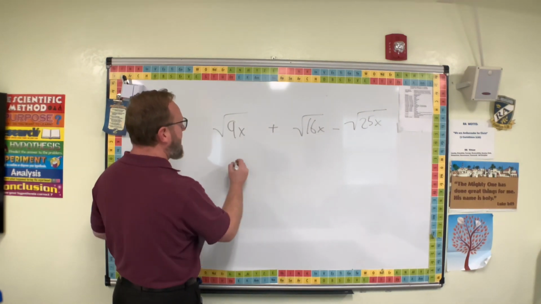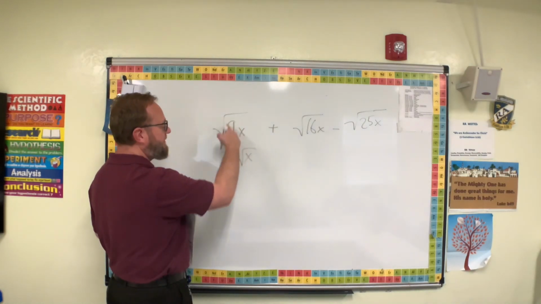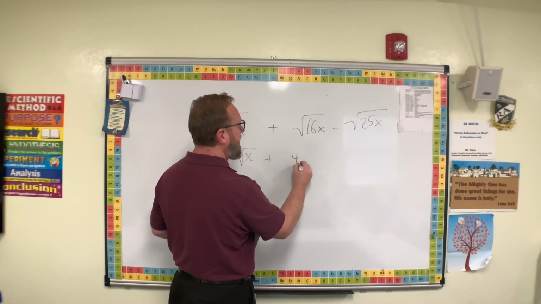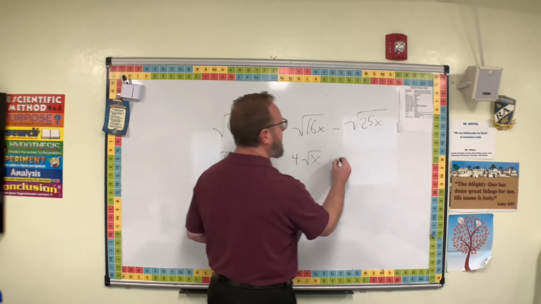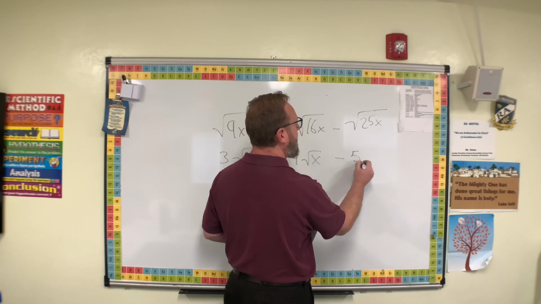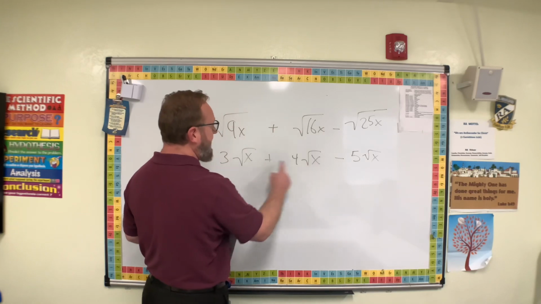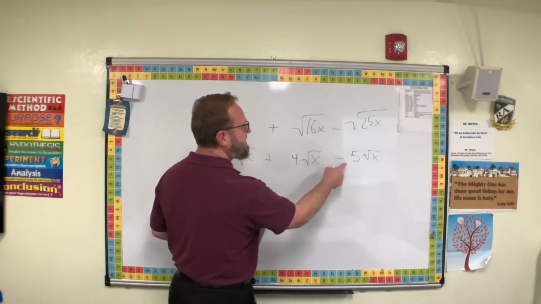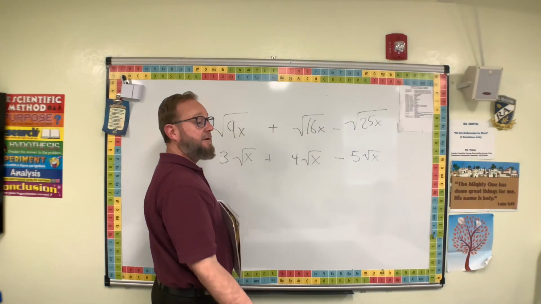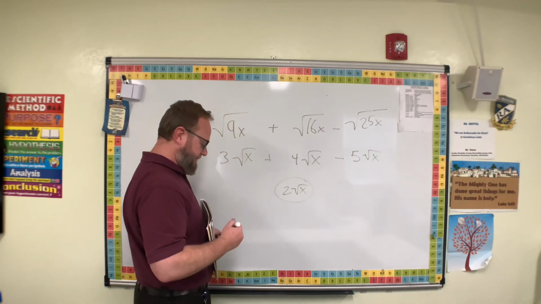So I'm focusing on this square root of 9 separately. This is a whole term, but it is the square root of 9 times the square root of x. Square root of 9 simplifies to 3. Plus square root of 16, which is 4. The square root of x remains. Minus, and then square root of 25 is what? 5. And the square root of x remains. Now I have a root and a radicand that's the same, so I can combine these just as if these were like a variable. So 3 plus 4 minus 5 is 2. 2 square root of x as my result.